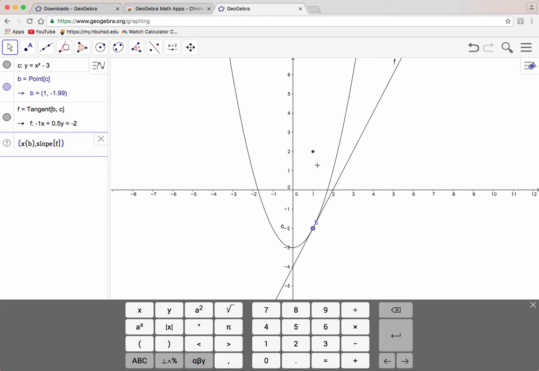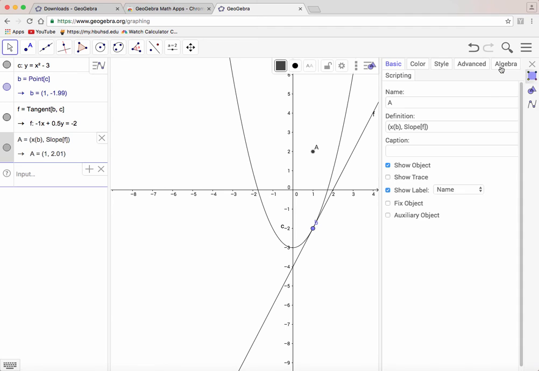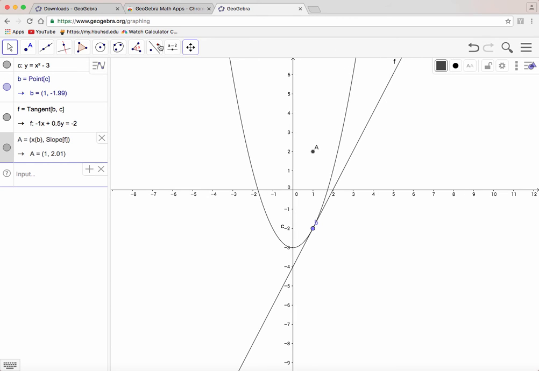Okay, now for the fun part. So I need you to select this box. You're going to click over here on this little triangle circle icon. Click on the settings. Make sure this is highlighted. Mine is right now. And so now I'm going to turn the trace on. Okay. Now, go back to the arrow.